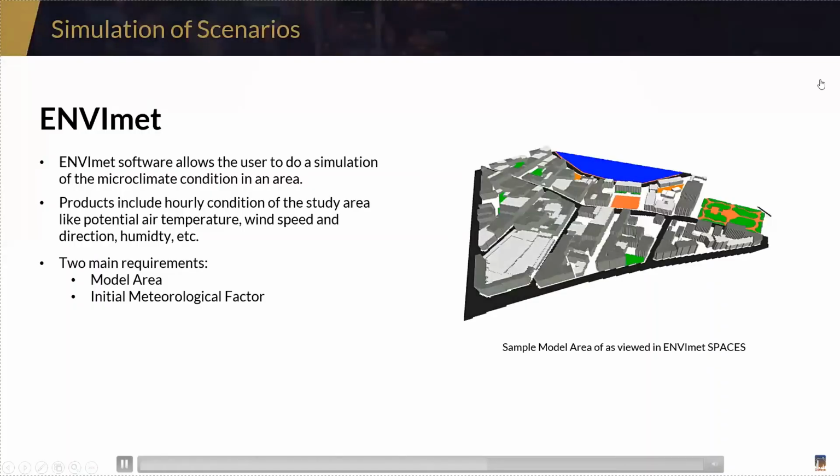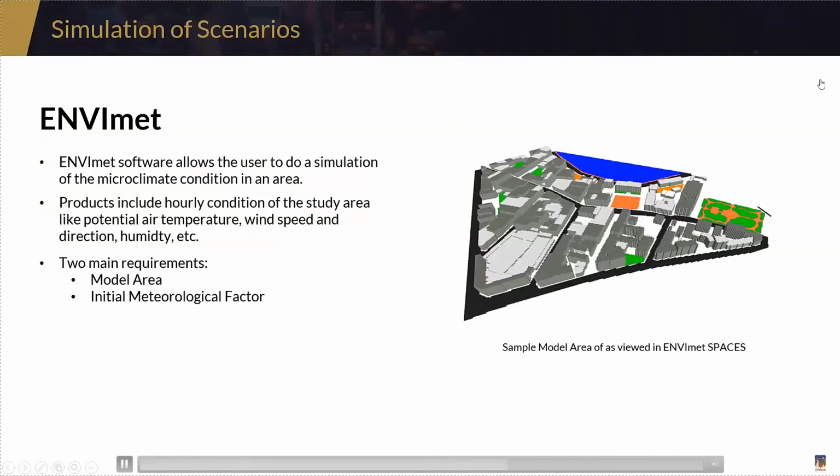Okay, so the next one, if you remember, after LST, is we have yung mga potential air temperature maps natin from the NVMet software. So NVMet software allows the user to do a simulation ng mga microclimate condition sa isang area. So yung products or yung results ng NVMet includes yung early condition ng mga study area. So yung mga early condition nito, examples are potential air temperature, wind speed, wind direction, humidity, etc.